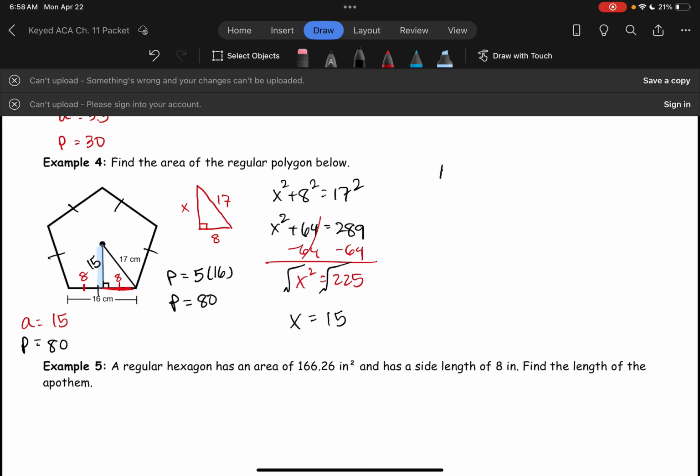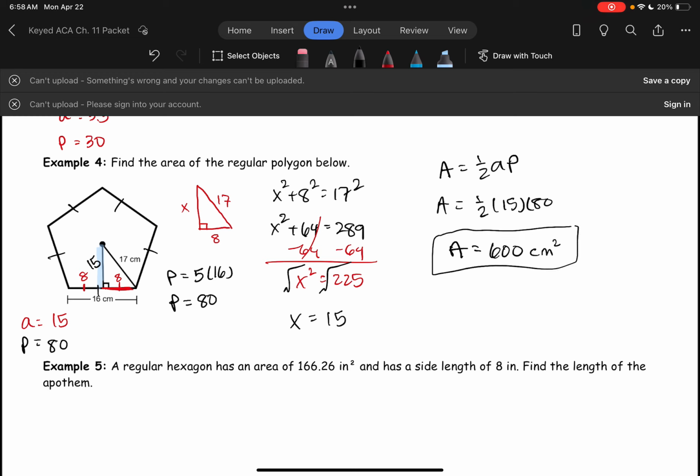Okay, well, our formula is area is equal to 1/2 apothem times perimeter. So we have 1/2 times the apothem of 15 times the perimeter of 80. From here, we multiply it out. We have 1/2 times 15 times 80. We get a perimeter, I'm sorry, not perimeter, but area of 600. So our area is 600, and the units we're looking at here is centimeters squared.